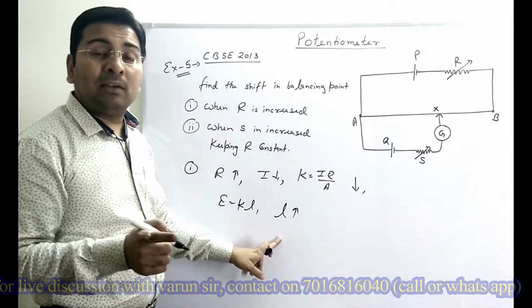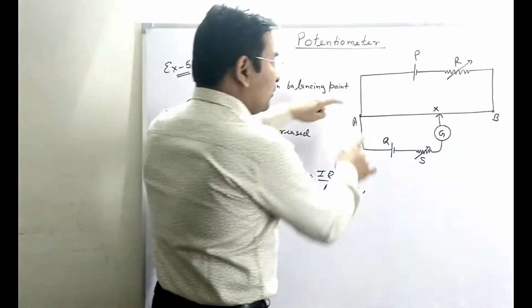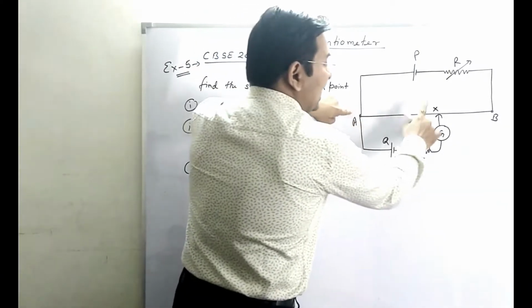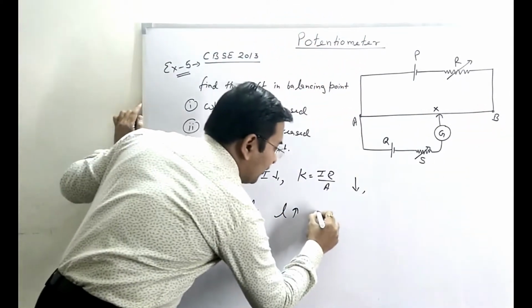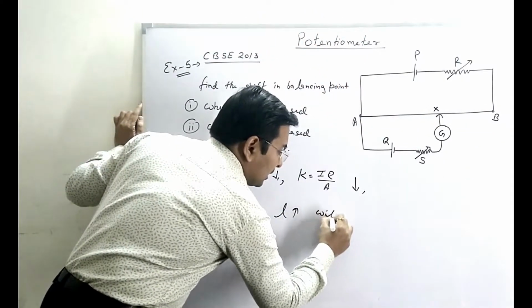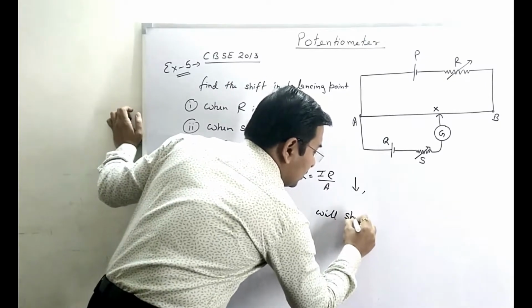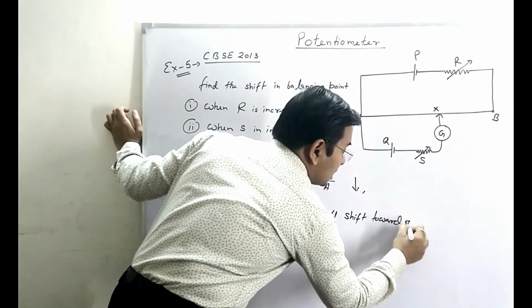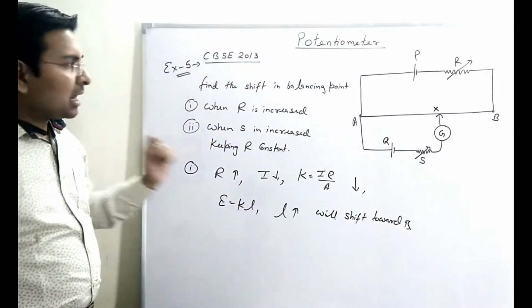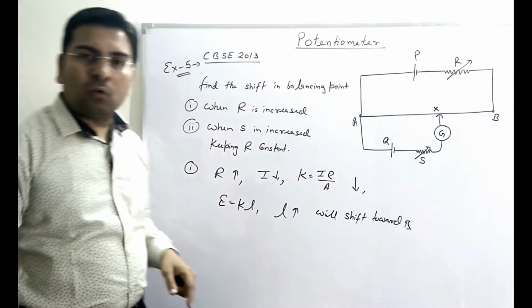The null point length we calculate from the point A. So this length increases. Increases means what? The null point, the balancing point, will shift towards B. So the answer to the first is: the balance point will shift towards B.